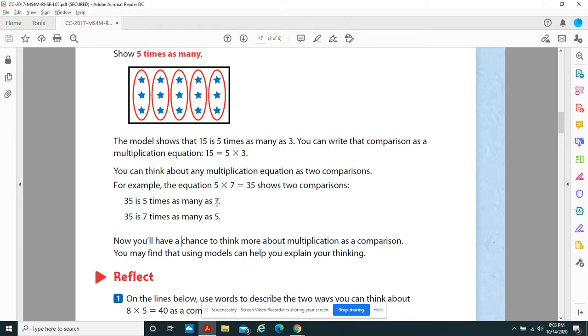Using the commutative property, which means the order doesn't matter, we can write a second comparison sentence. 35 equals 7 times as many as 5.